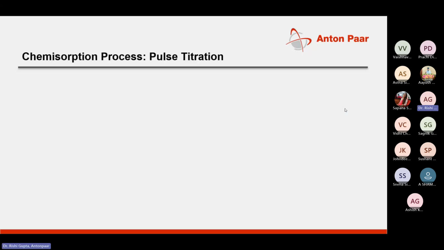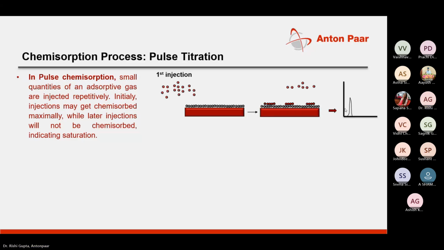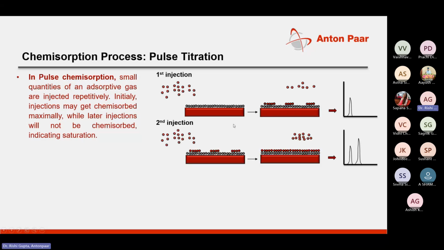Then you can also perform the pulse titration, as we discussed, in which the temperature is kept constant, similar to the static one. Here we inject some amount of gas molecules or gas volume to the sample. Let's say we inject a 100 cc injection, and some of the gas molecules adsorb, some remain unadsorbed. Whatever remains unadsorbed goes to the detector. Second injection, some again adsorb, whatever remains unadsorbed goes to the detector, but this amount is slightly higher than the first one. So I am getting a slightly bigger peak.